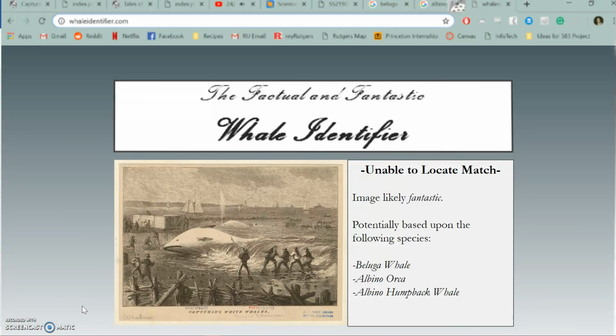As someone who will hopefully one day become an archivist and is already an avid whale enthusiast, I'm very excited by this website and hope that it one day exists.